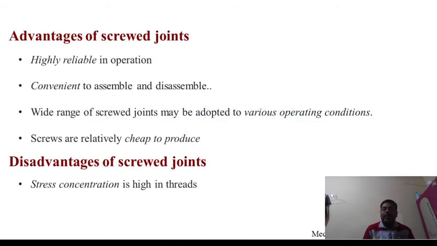So what are the advantages of screw joints? They are highly reliable in operation. Highly reliable in operation means that, without any damage to the material, we can join easily, and where it is not required we can disassemble back to the original parts without any damage to the main component. This is the main reliable operation, where it can be easily assembled and disassembled.